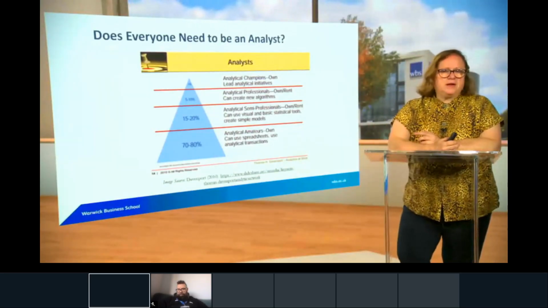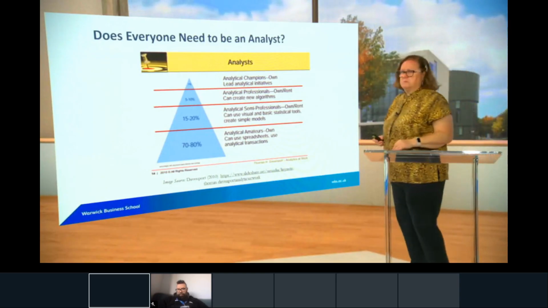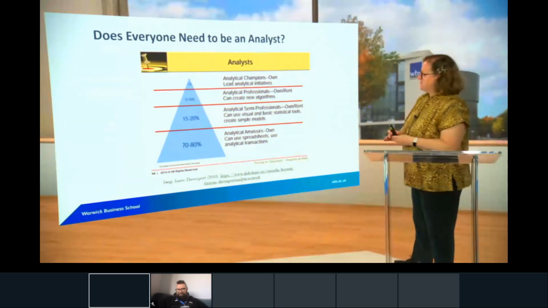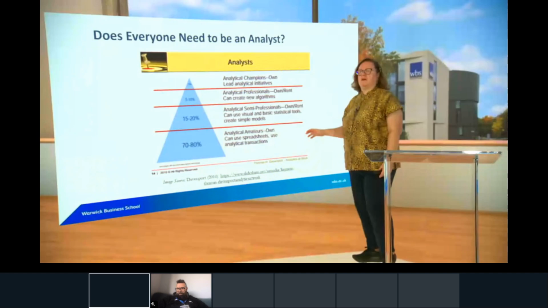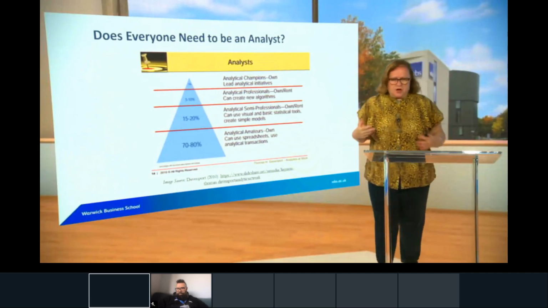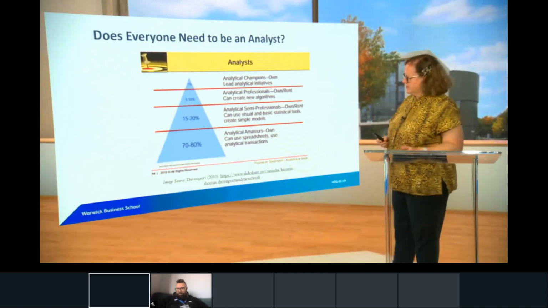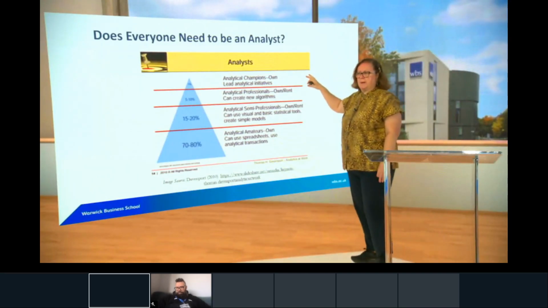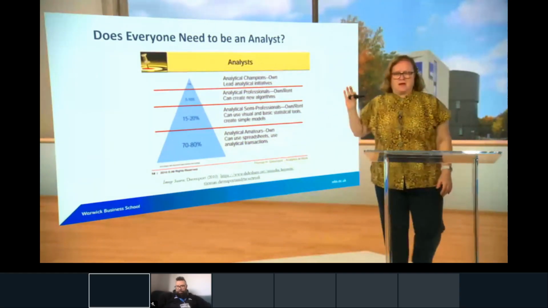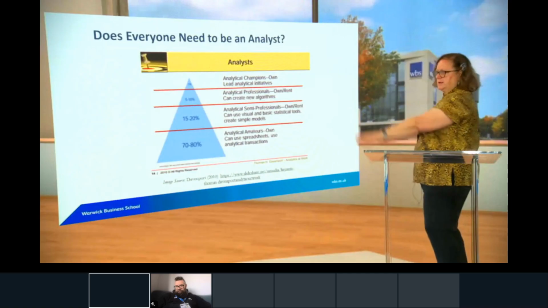Does everybody need to be an analyst? Okay. And the answer is yes and no. Because you do need to have an organization as a whole that is comfortable with data, that is perhaps data literate. You also need analytical champions amongst your leaders, but not necessarily everybody needs to be a champion. So you have this notion of a pyramid.